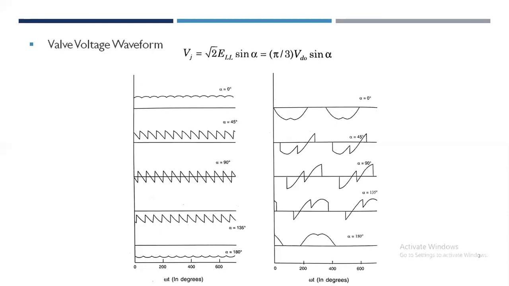The delay angle alpha is not allowed to go beyond 180 degrees minus gamma, where gamma is the extinction angle. Sometimes it is also called the margin angle. The minimum value of the extinction angle is typically 10 degrees, although in normal operation as an inverter, it is not allowed to go below 15 or 18 degrees. In the absence of forced commutation, alpha cannot be made negative.